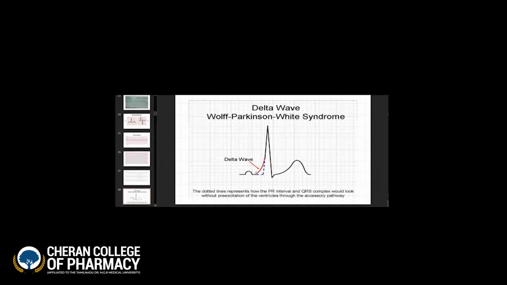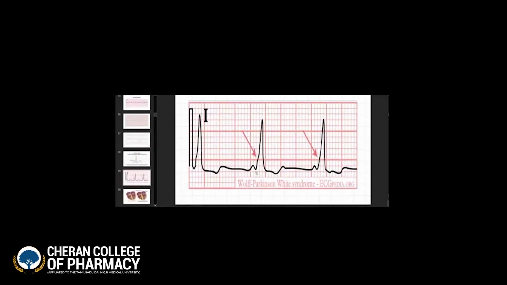It is really very rare right now. I'll just show you how it looks. See, this is the case. No PR interval is there. The P wave is directly getting generated with the QRS complex. This is the stuff of Wolff-Parkinson-White syndrome. Okay, Wolff-Parkinson-White syndrome.